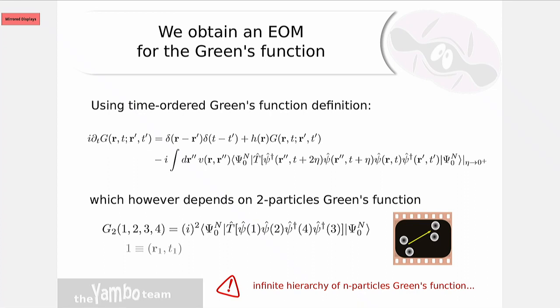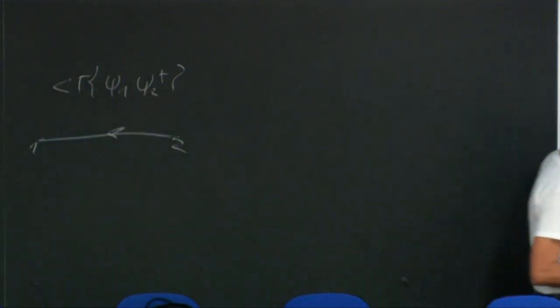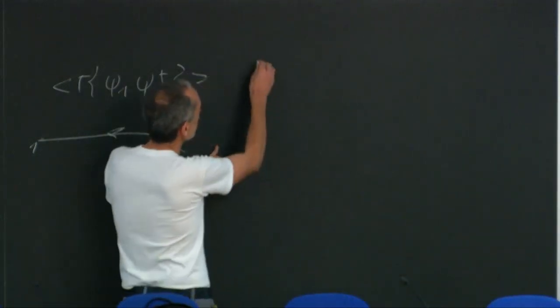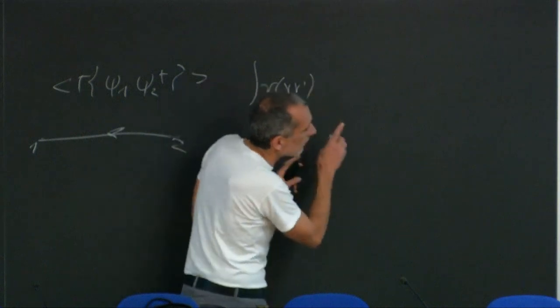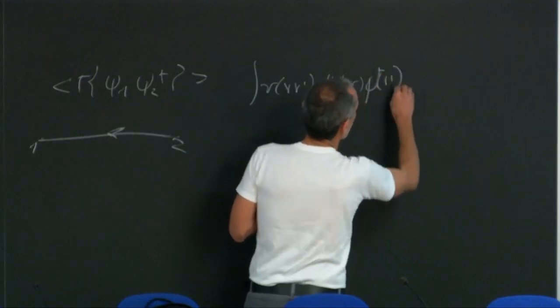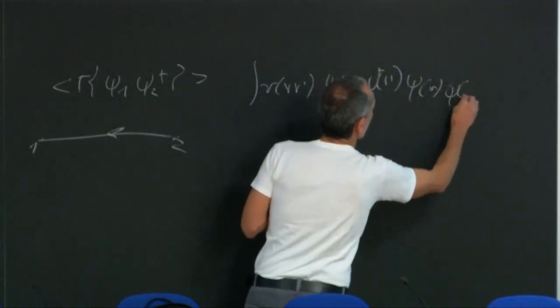Now, you have your c dagger, c, right? This is 1 and 2, point 1 and point 2, okay? In the free world, this evolution is just that, no way around it. Then, the Coulomb interaction, how does it look? It is something like an integral of V(r, r') times c dagger r, c r, c dagger r prime, c r prime.